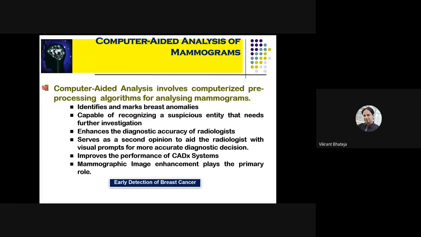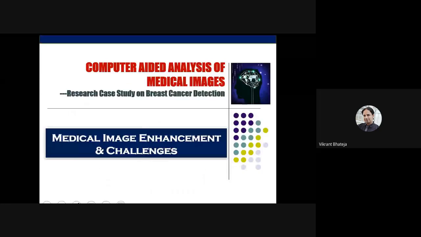this is only possible if you have a strong mammographic image enhancement algorithm. Because if this particular algorithm is not good, you're not getting good contrast, you're not getting good sharpness. So in these cases, you cannot go for an early diagnosis.